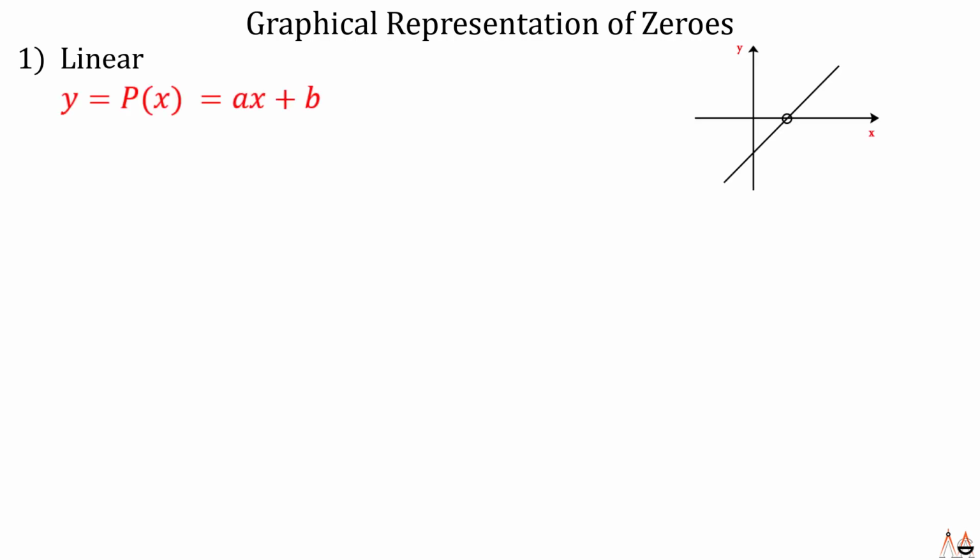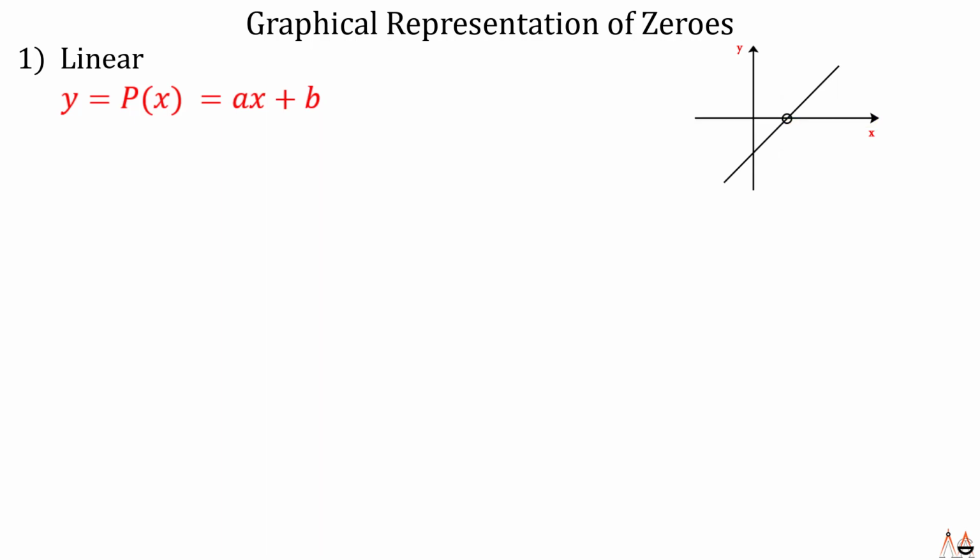Now let's try to get a graphical sense of zeros of a polynomial. Essentially, whenever a polynomial crosses the x-axis, the number of times it crosses the x-axis gives us the number of zeros of that polynomial. For example, we have shown the linear case where y is equal to ax plus b. In that case, we can see that the x-axis is being cut once, so it's showing that it has 1 zero.